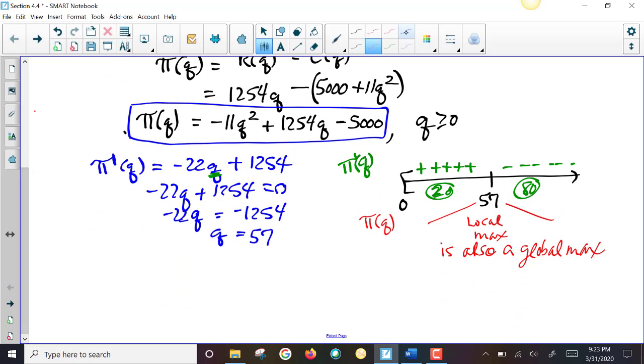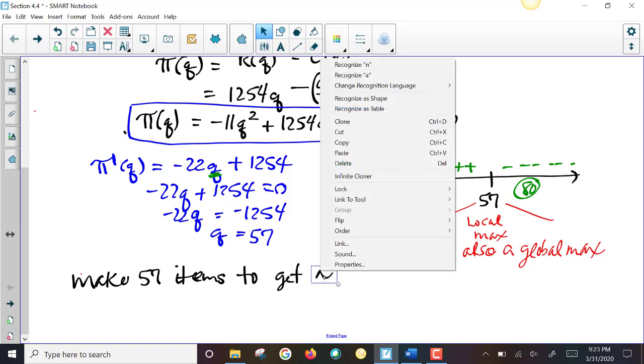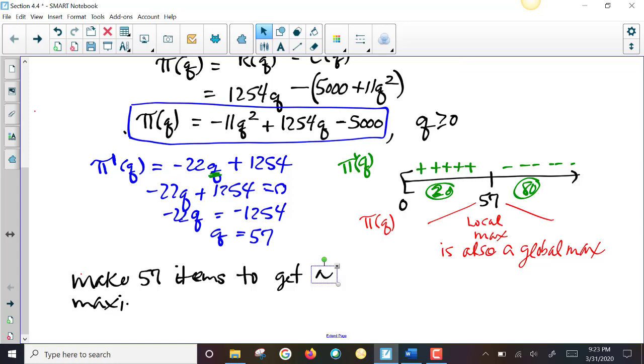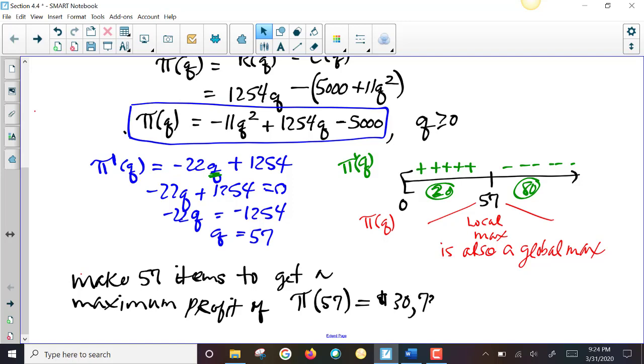All right, so the question is asking how many items should we make and sell to maximize profit? So if we summarize that, we say, okay, we should make 57 items to get a maximum profit of, when I plug 57 into the profit function, I should get $30,739.